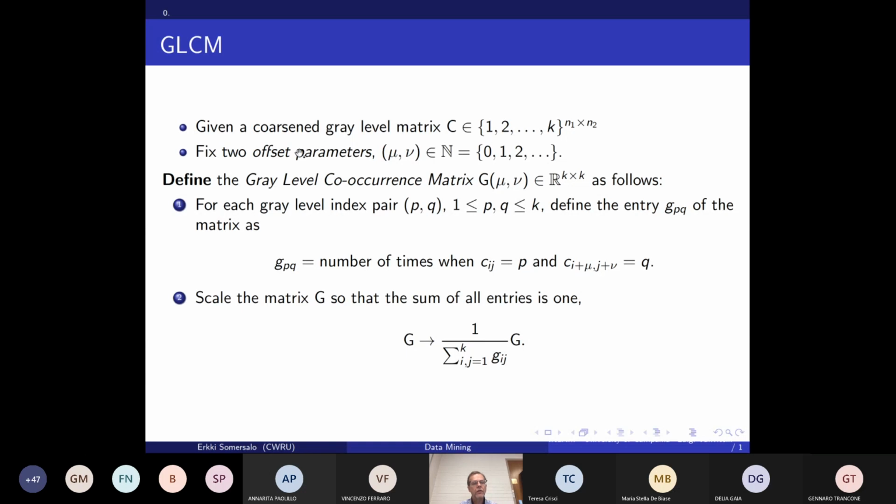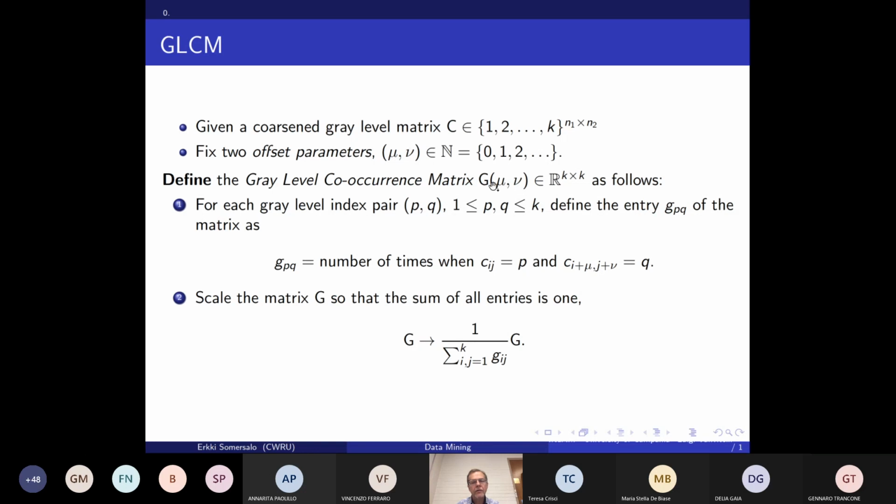So what we do, we have this coarse grayscale matrix, and then we choose two offset parameters, mu and nu. How do we choose these? We'll talk about that later. So I choose two integers, mu and nu. At the end of the day, I can also choose several of them, but at this point, I'm only choosing two numbers. Let's say 1 and 3. You decide it. And so then we define a so-called gray level co-occurrence matrix, G, which is a function of these two offset parameters, mu and nu.